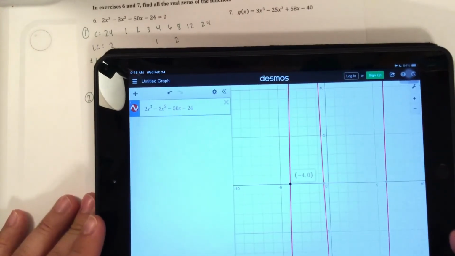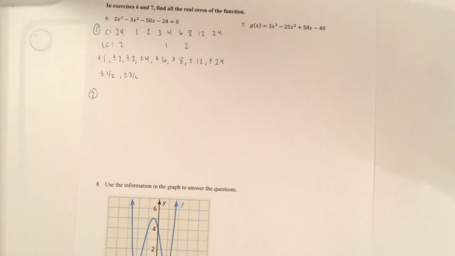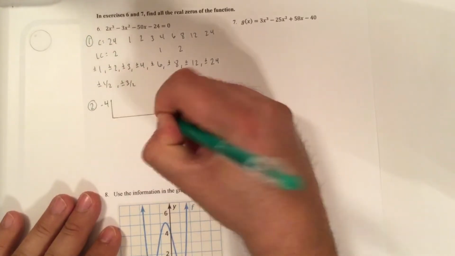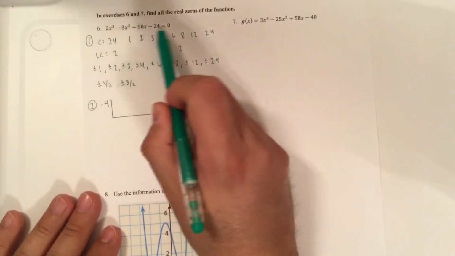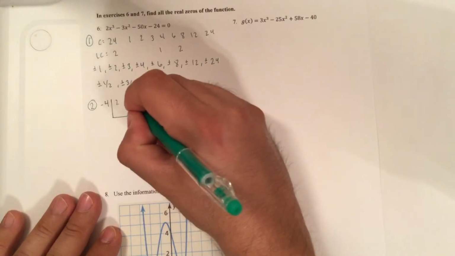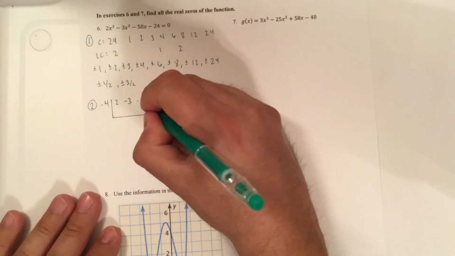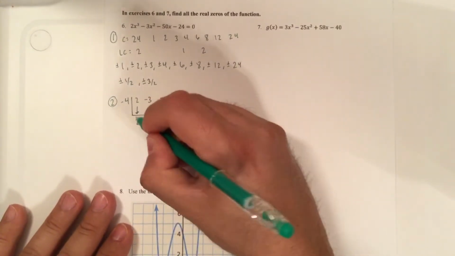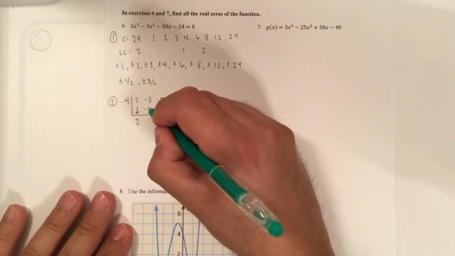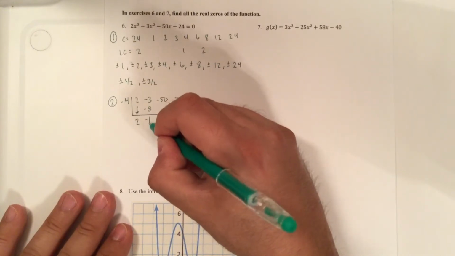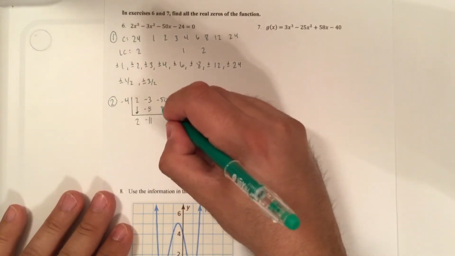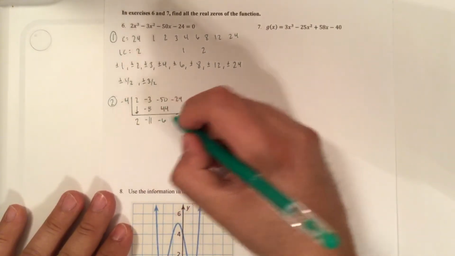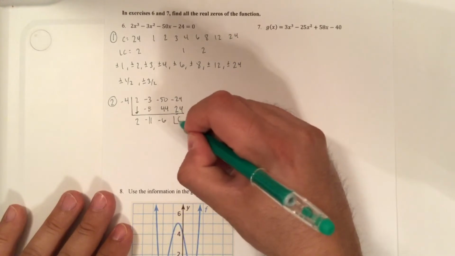We see -4. So let's go ahead and use -4 as our point to test. So -4. So we have x cubed, x squared, x, constant. So 2, -3 are my coefficients, -50 and -24. So process: drop the 2, multiply it by the pivot. -4 times 2 is -8. -3 minus 8 is -11. -4 times -11 is 44. -50 plus 44 is -6. -4 times -6 is 24. And guess what? The remainder is 0.